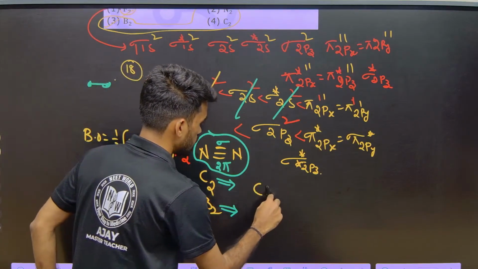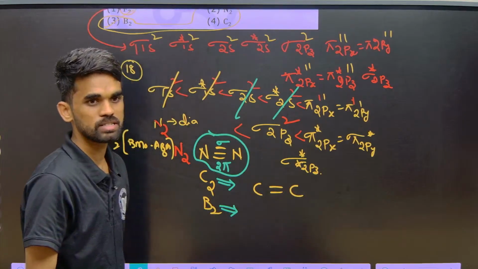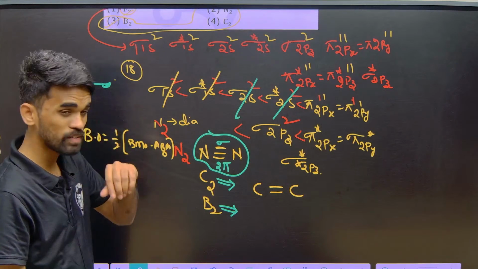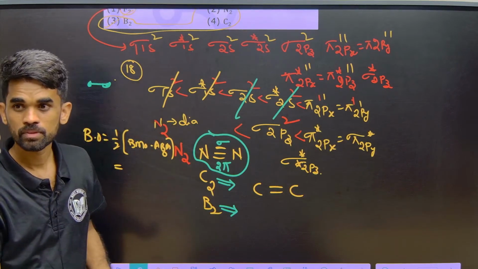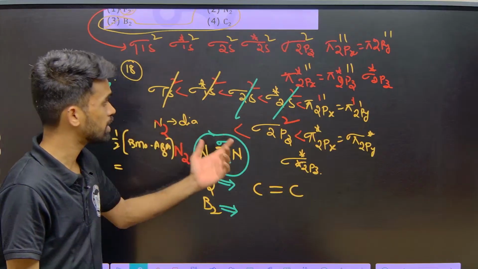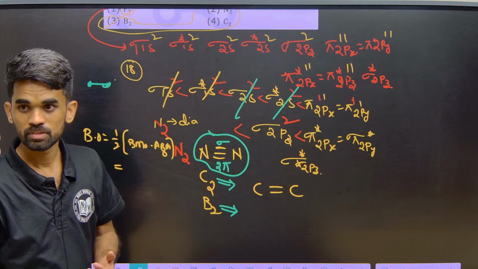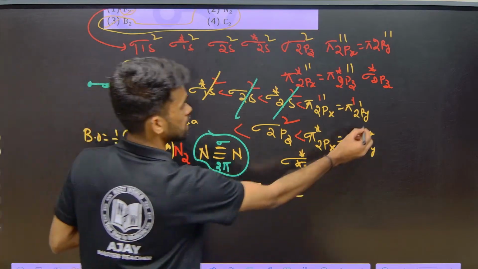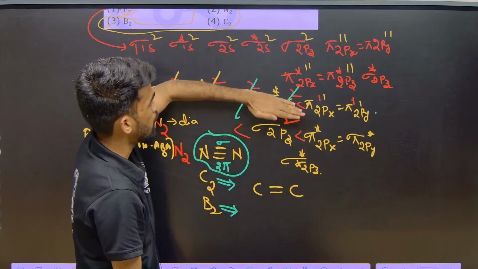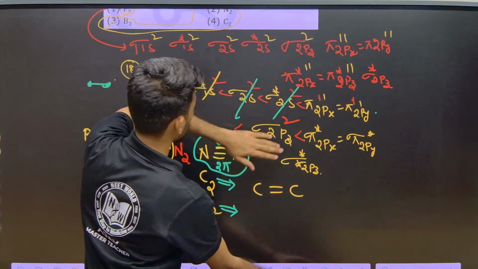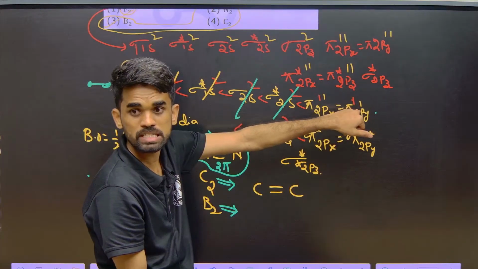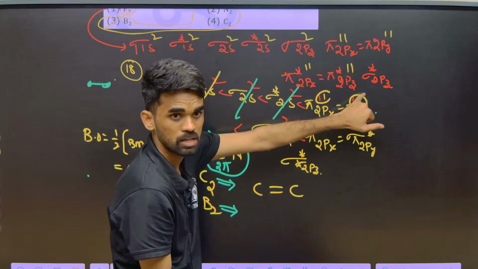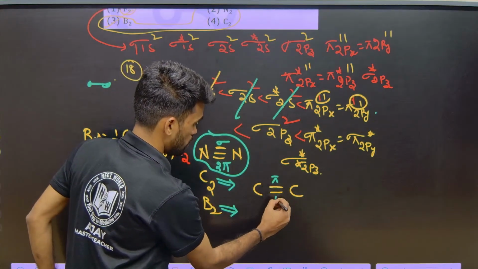C double bond C, okay. But what type of bonds are these? Sigma. Once again, re-look into it. It is already there. 12 electrons means where will it stop? Here itself. So all these are removed, and you are remaining with only 2 pi electrons in pi orbitals. 2 electrons in one pi orbital, 2 electrons in another pi orbital. So both bonds are pi bonds.